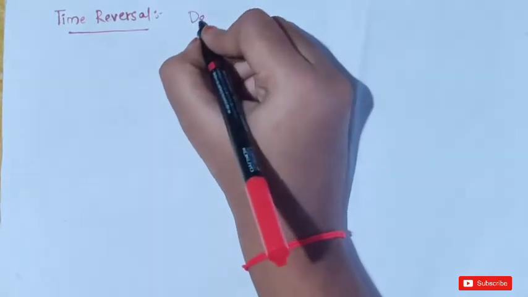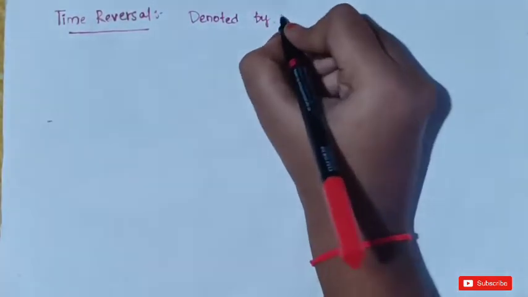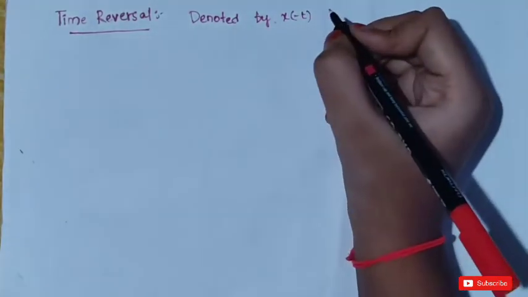In this video, I am going to explain one of the operations on signals, that is the time reversal operation. First, before going into detail, let us learn a few points about the time reversal operation of a signal. Generally, the time reversal operation of a signal is denoted by x of minus t.